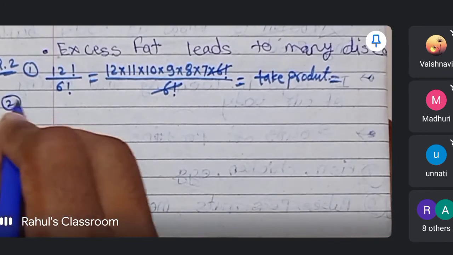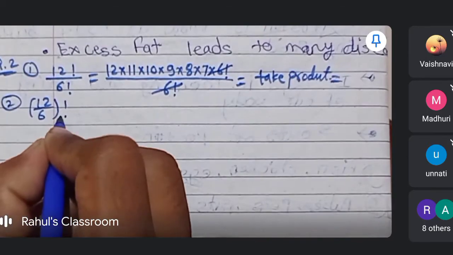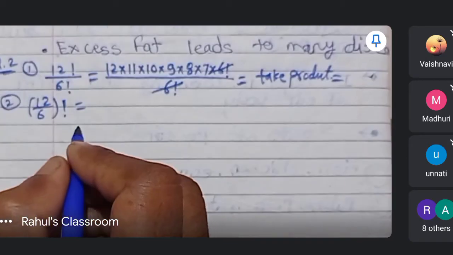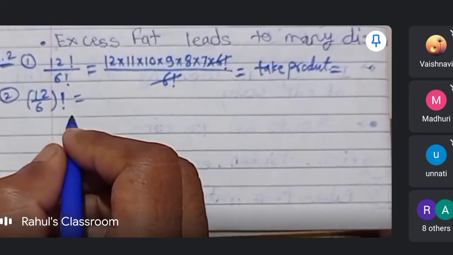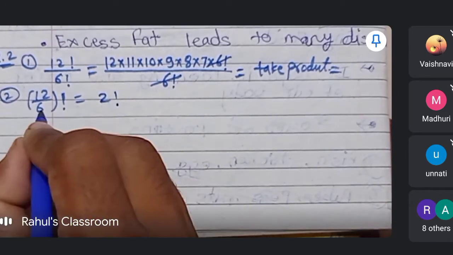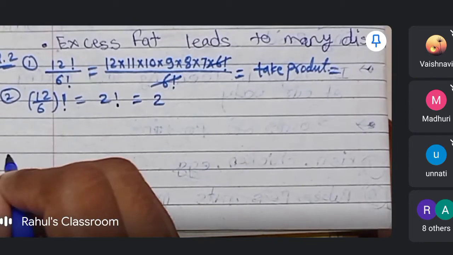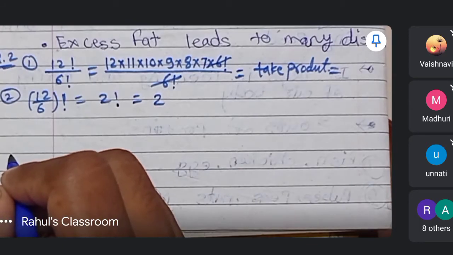सेकंड वेट. 12 upon 6 factorial? This is a very easy example. 12 upon 6 means 2 factorial, since 6 twos are 12. 2 factorial, and the value of 2 factorial is 2.